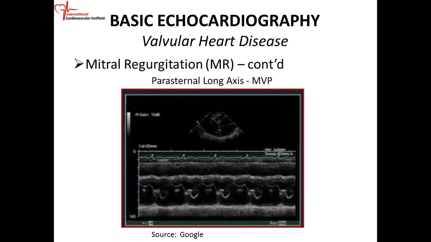Now, M-mode echo is important, and those of you who are doing an exam, you're going to get this. You're going to get it because it's sort of classic. They love it, so you will get it on your exam. So you have to know what the M-mode feature of mitral valve prolapse looks like. Remember, when you have mitral valve prolapse, the leaflet bows towards the left atrium.